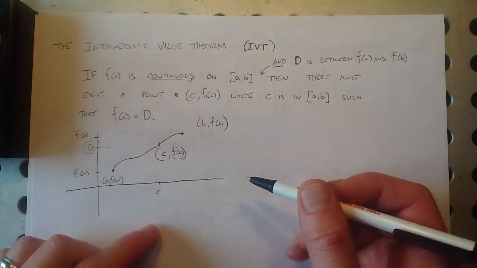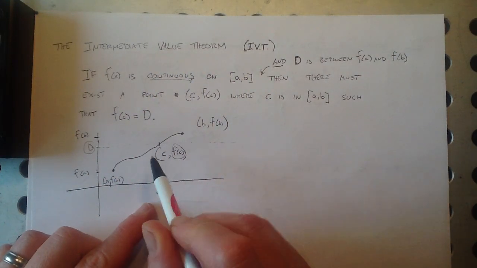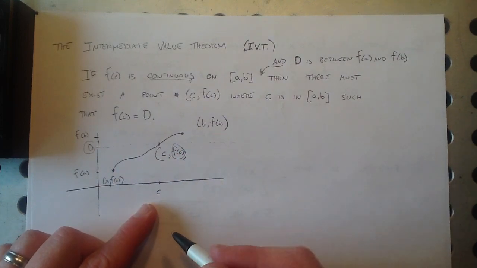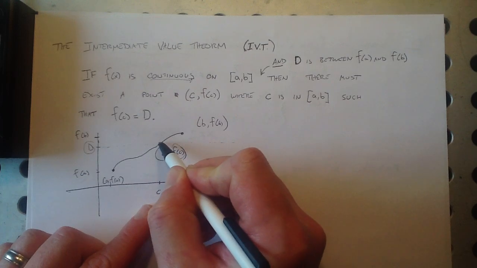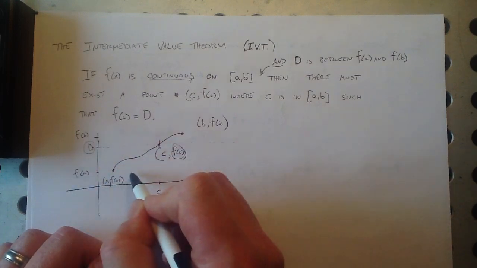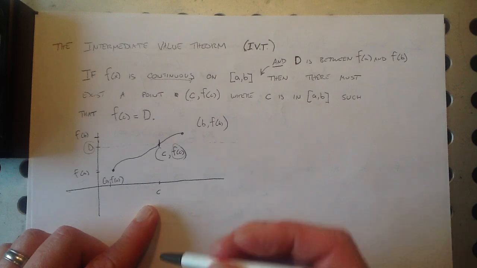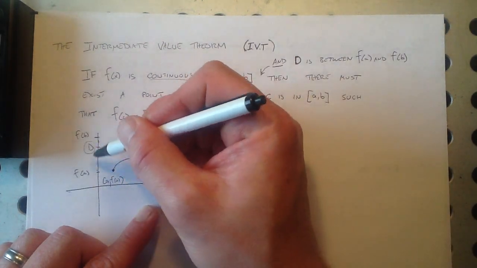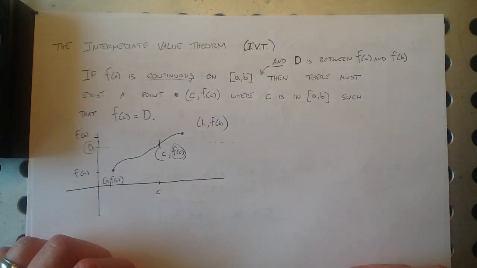It's an existence theorem. It doesn't tell you what this point is. It just says that if you're going from here to here and you know the function's continuous, then you must cross every single y value in between f of a and f of b. There's got to be an x value that goes with any y value you can pick between those. That's what it says.